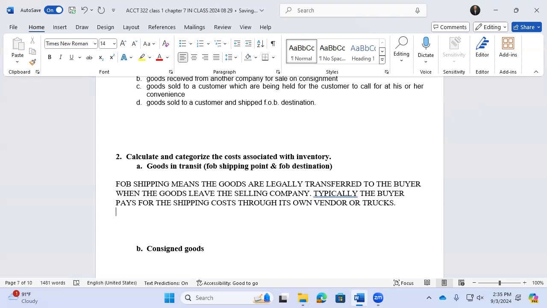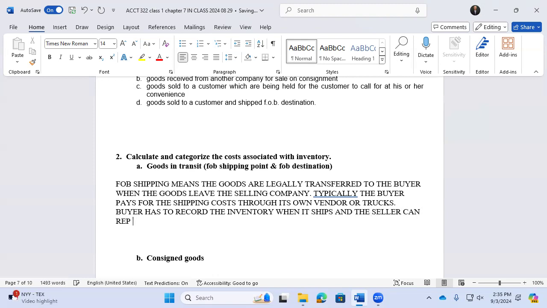So what does this mean? This means that the buyer has to record the inventory when it ships, and the seller can record the sale when it ships. FOB destination.